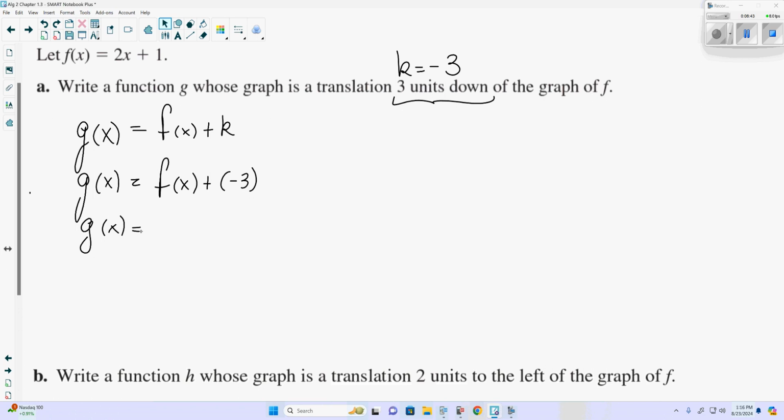Well, what is our function f of x? F of x is 2x plus 1. That is the function. It is our naming for it. And we're going to replace it. We're going to plug x into f of x, which is really just going to tell us that this here is 2x plus 1. And then we still have our plus negative 3, or we can just say minus 3.